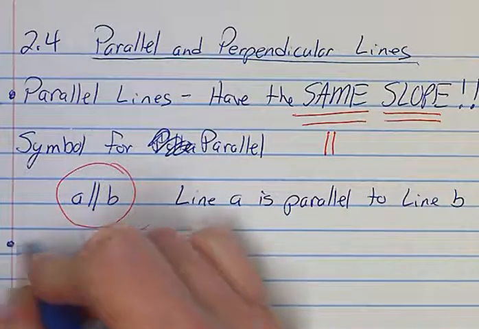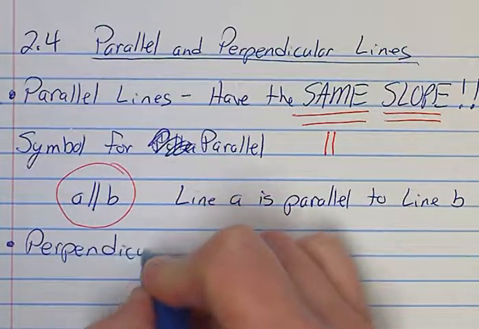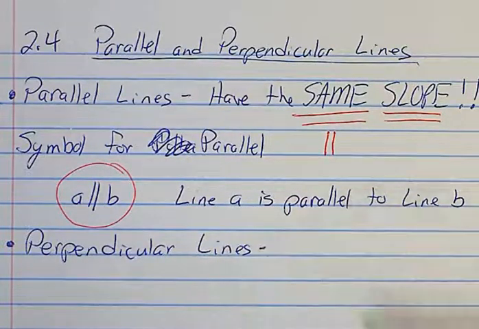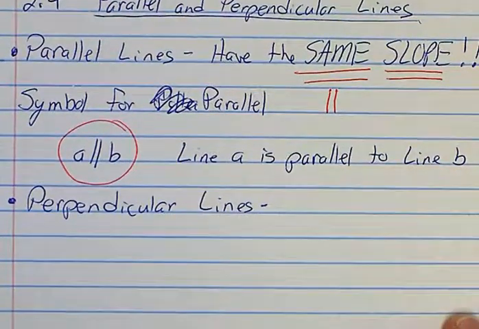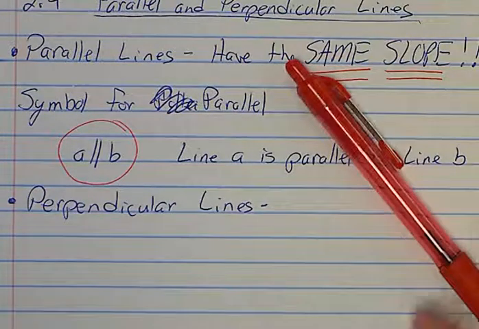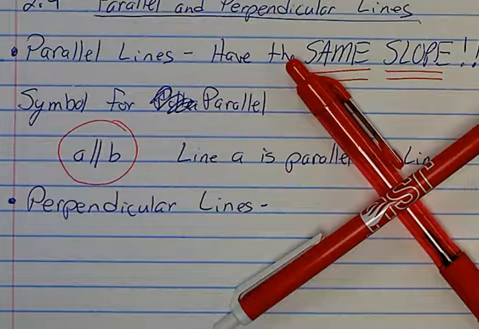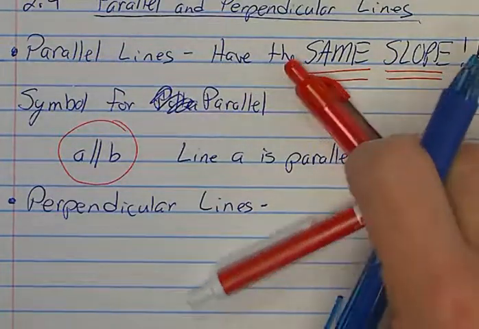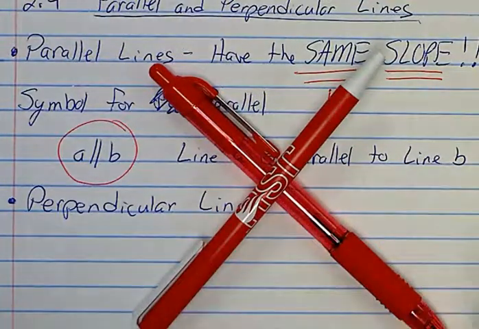The second thing we're going to talk about is perpendicular lines. Perpendicular lines are the lines that cross at right angles. They make an X or they make a T, depending on which way it's going. So now here's the thing on this one. Obviously they're going to have different kinds of slopes on this one.